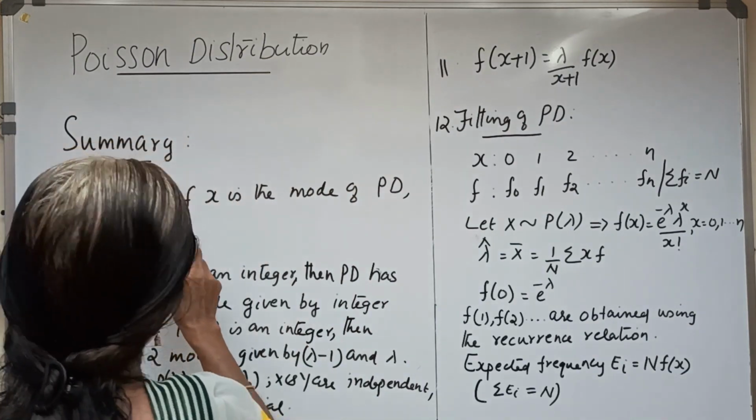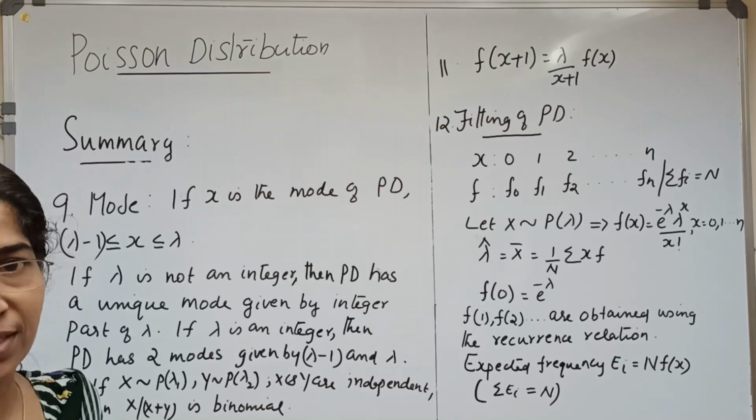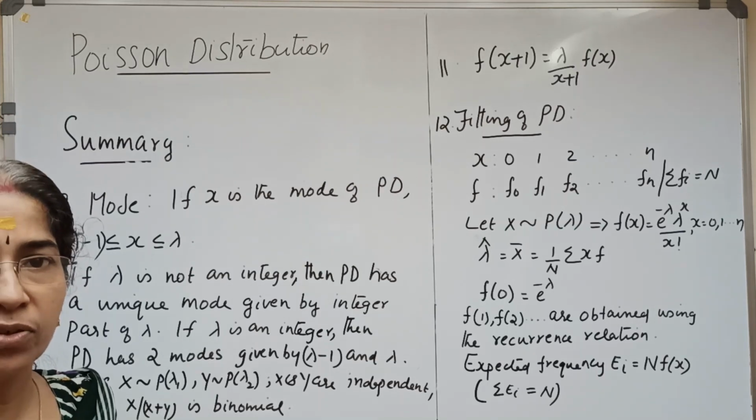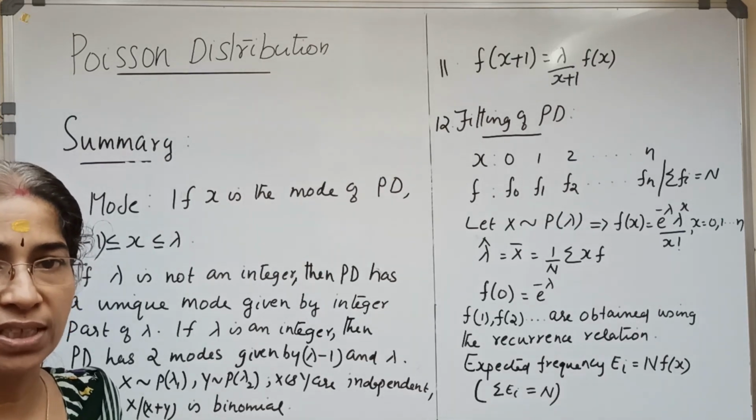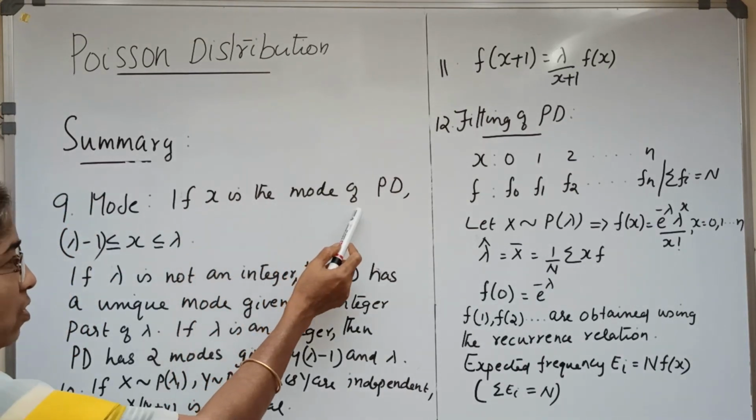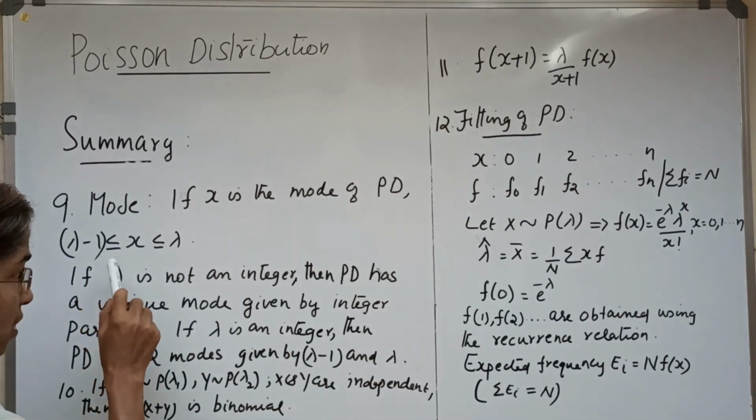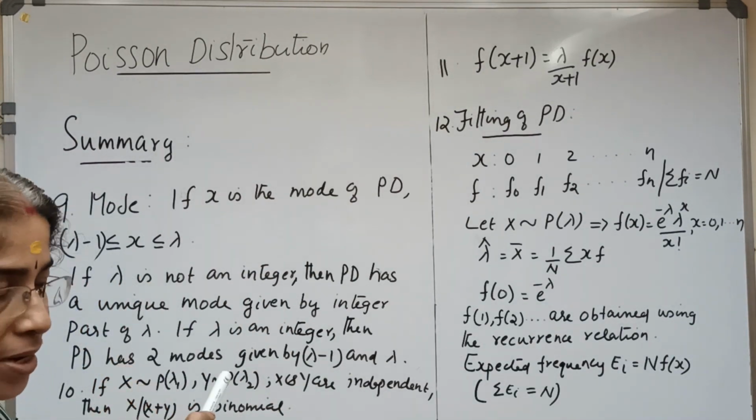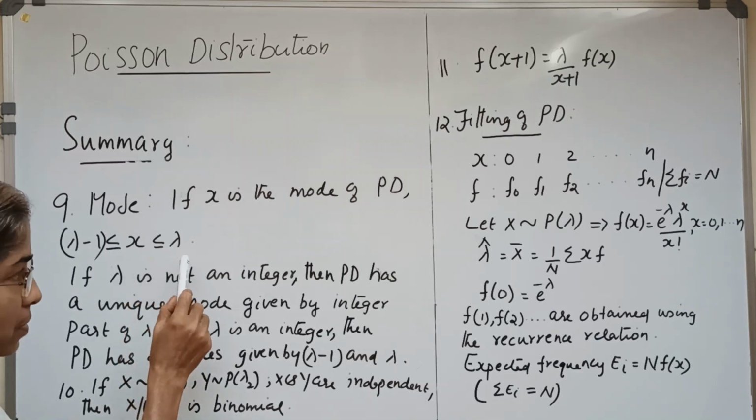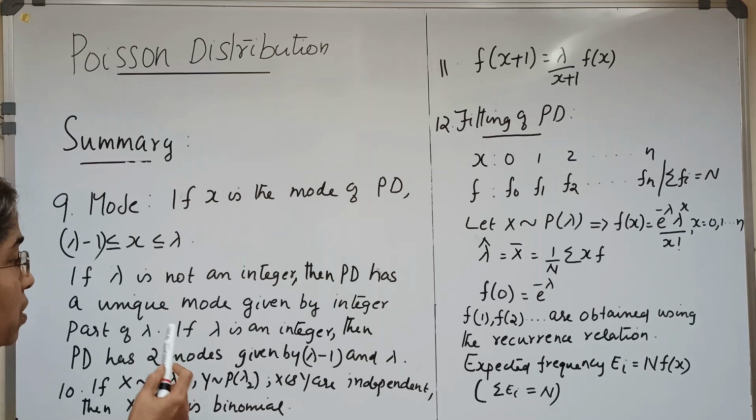Now we have the mode of Poisson distribution. We know the mode of a distribution is that value of x for which f of x is maximum. So if x is the mode of Poisson distribution, we have lambda minus 1 less than or equal to x less than or equal to lambda. Already we have proved this result. Then there are two cases.